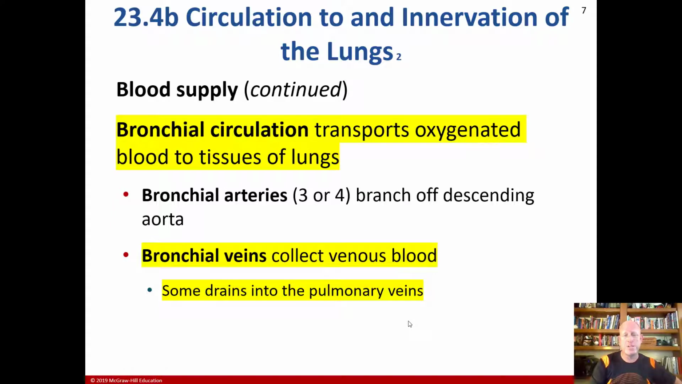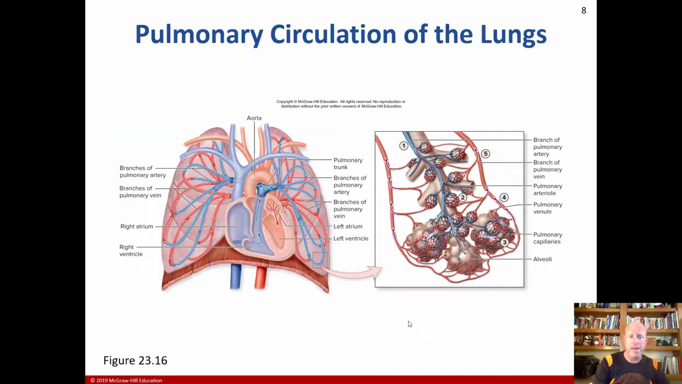Make sure you understand that circulation, then with the bronchial circulation, transporting oxygenated blood to the tissues of the lungs, and the bronchial veins collect venous blood and some drains into the pulmonary veins. Make sure you know that general process, and you may have to put that in order as well, so make sure you have that. More of a sequencing or sequential type question.